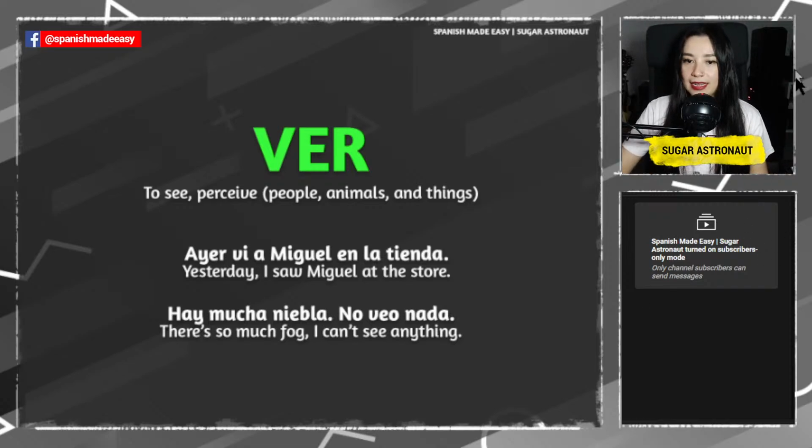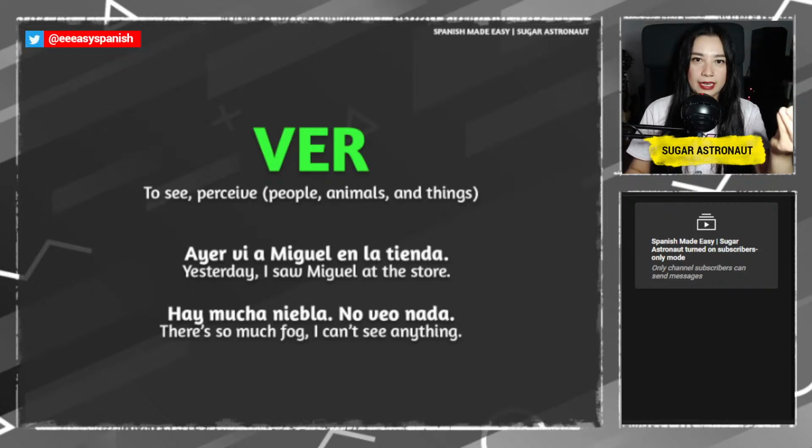Now, let's learn the differences. The first thing you need to know about the verb ver is that you use it when perceiving things, when you see things, when you perceive things like people, animals, and things. So that's very simple. What are you seeing? What's in front of you and you can see with your eyes. So let's look at some examples.